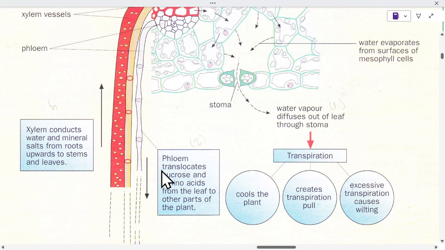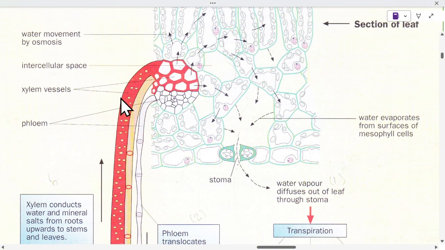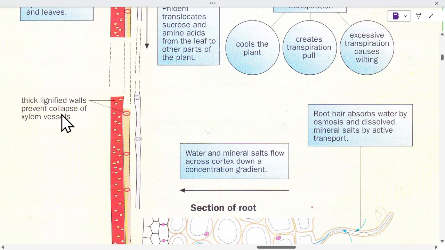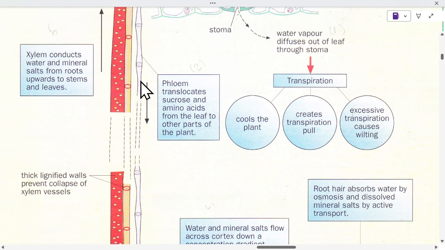Now one thing which is shown over here with the red color, that is xylem has thick lignified walls which prevent collapse of xylem vessels. The thicker one, you can see it's dotted, so it is called pitted xylem vessel, and adjacent to it, you can see the rings in it, it is called annular xylem vessel. And in phloem you can see the discs which are the sieve plates for the movement of the food.